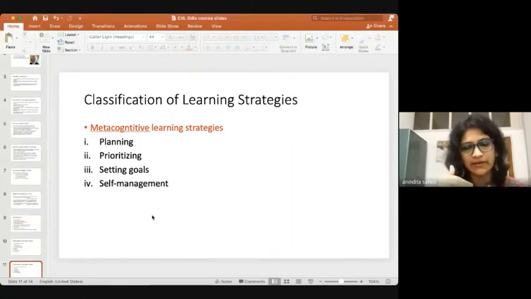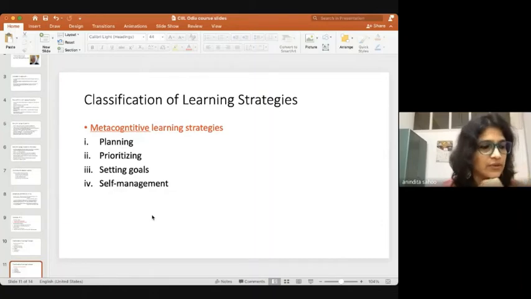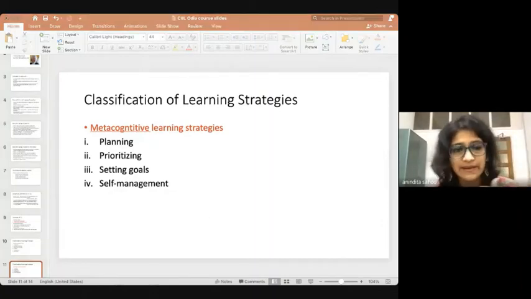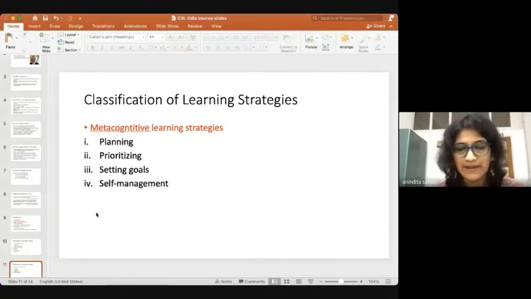Metacognitive mane beyond cognitive. What extra, what additional things that you are doing. Metacognitive, right? You have to plan for it. You have to prioritize it. Like you have to prioritize which skill has to be focused.